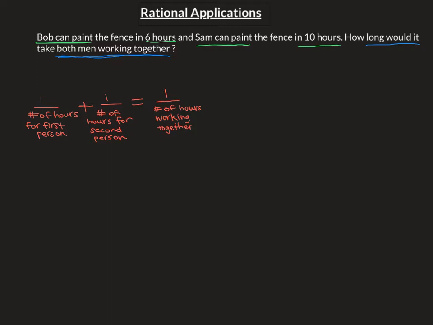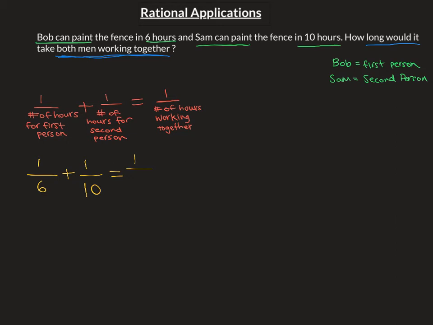Now, let's go ahead and just substitute our information into the given formula. So Bob can paint the fence in 6 hours, so we'll just have Bob equals first person. And then we can have Sam equals second person. Now let's just sub them in. So now we have 1 over 6 hours for Bob plus 1 over number of hours for Sam, so 10 hours, is equal to the number of hours of them working together.